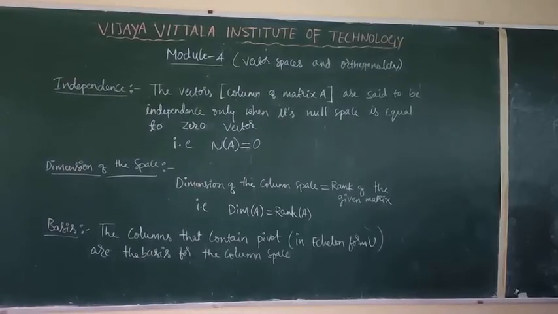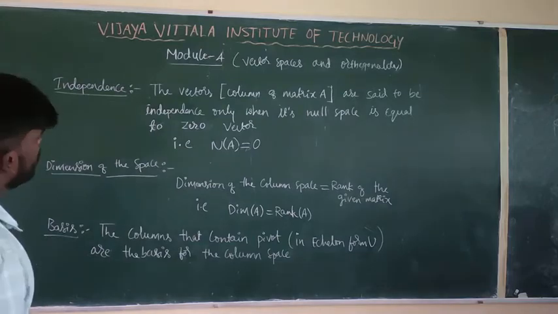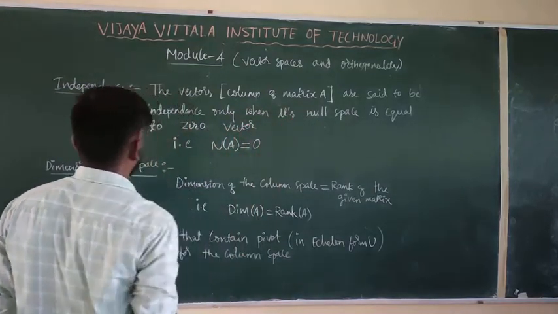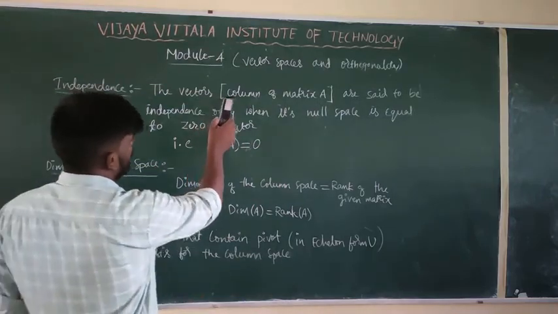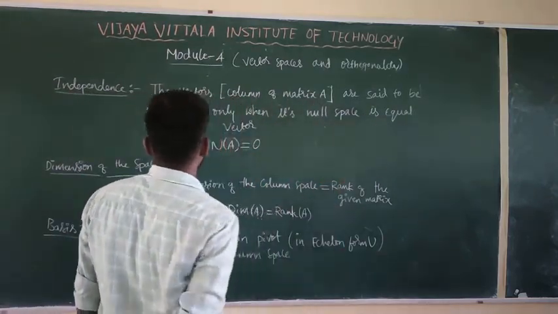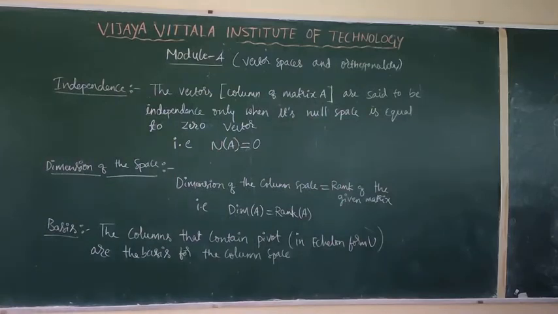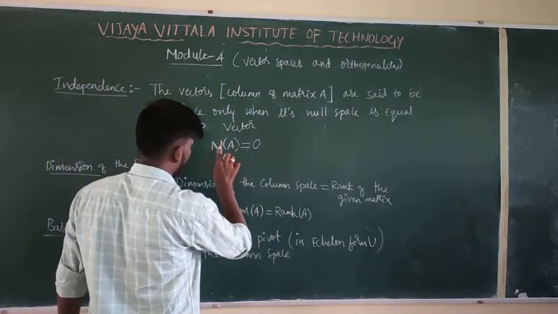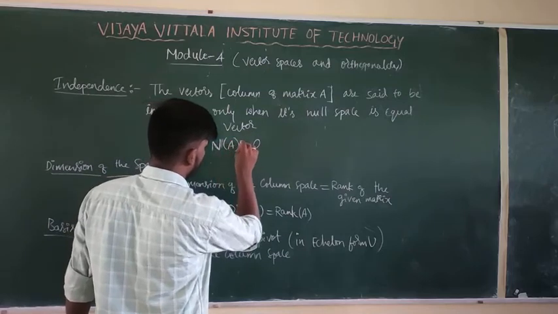Okay, dear students, we will see the definitions of independence, dimension, and basis. For independence, the vectors which are the columns of a matrix A are said to be independent only when its null space is equal to the zero vector. We denote the null space by N(A). Therefore, N(A) is equal to 0.